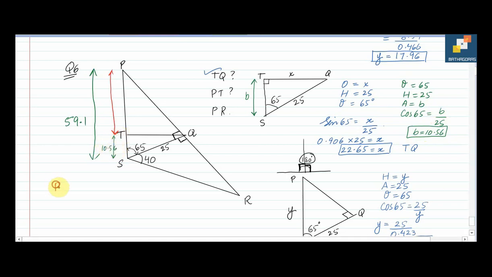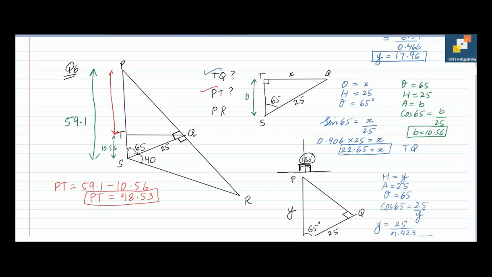Now the value of PT is basically 59.1 minus 10.56. So its answer is 48.53. So that is the value of P till T. That is the completion of second part, right? So obviously you will have a different answer because our values are not the same. I changed the values of the question, so you will attempt the book question by yourself, right?